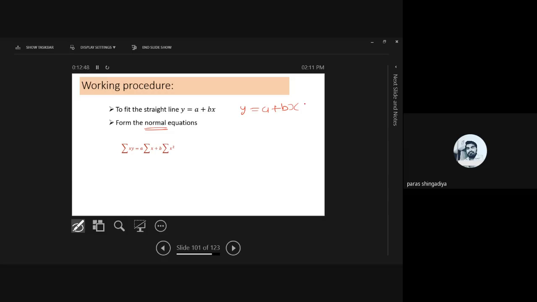So what will be the form? That will be sigma y. Okay, apply sigma to both sides. Sigma means sum. Okay, that is the notation of sum, that is called sum xy, sigma x, sigma y, sigma x square and so on. So apply sigma to both sides. So it will be sigma y is equal to sigma a plus sigma bx. Okay, this form you will get after applying.